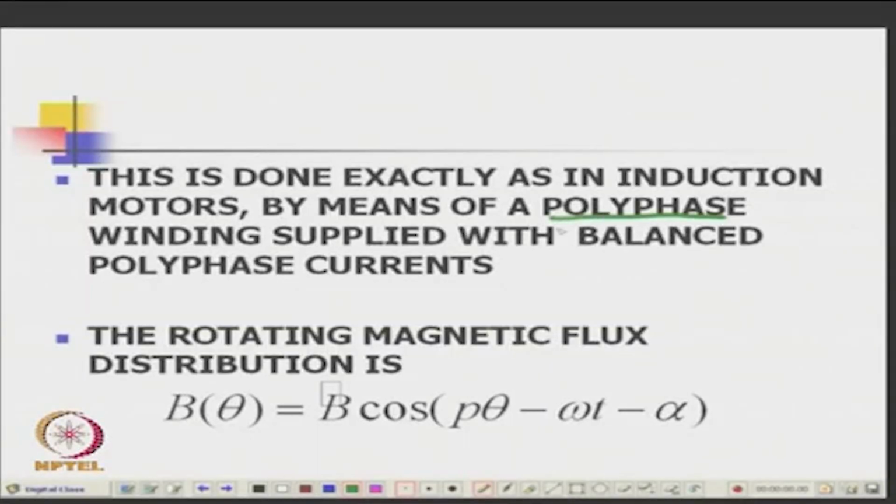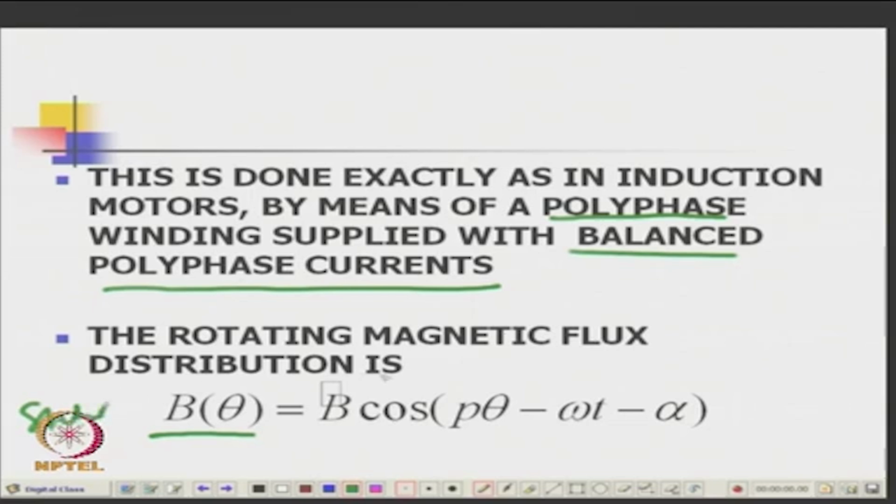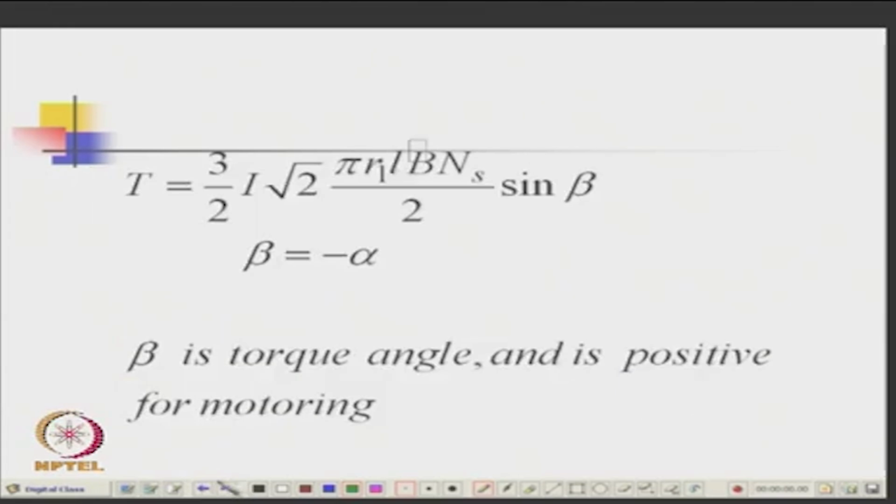You know there is a polyphase winding with balanced polyphase current. So, you have 3 phase windings with 3 phase currents sinusoidally distributed, which produce the rotating MMF, and this will be the rotating field by the stator. The rotating magnetic flux distribution is known, along with the magnetic field produced by the rotor at any omega.